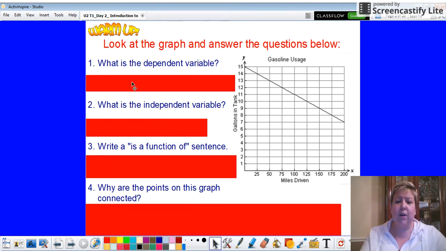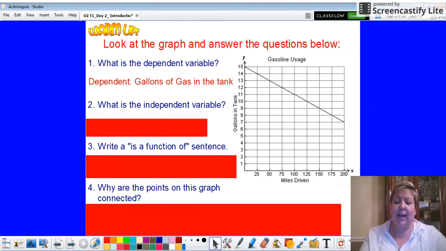The dependent variable for this graph is the gallons of gas in the tank. Again, the dependent is always your y variable. It's on the y-axis of your coordinate plane or of your graph. And you can see if you look here, gallons in tank refers to the gas that your car has.